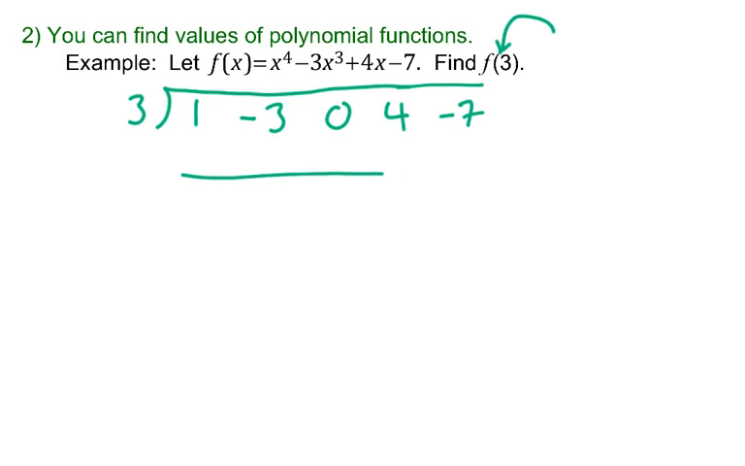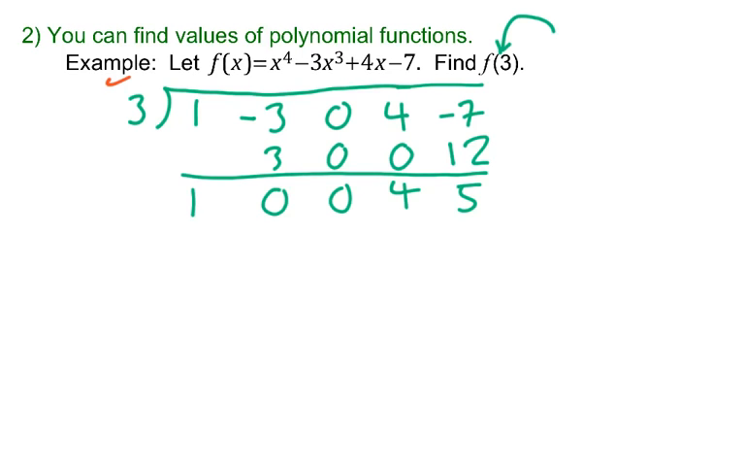And then I run through the synthetic division again. The 1 gets copied down. 3 from the divisor position gets multiplied by 1. That gives me a 3. Multiply up, add down. Multiply up, 3 times 0 is 0. Add down, still 0. 3 times 0 is 0. More zeros. Add down. 3 times 4 is 12. And 12 minus 7 is 5.